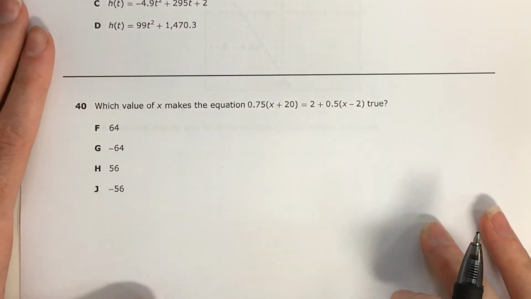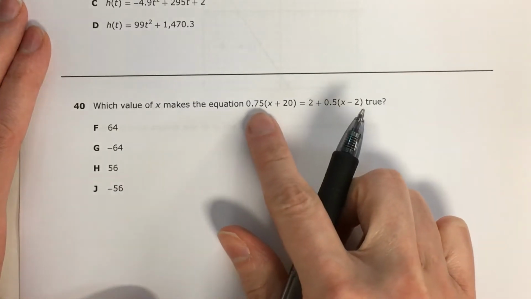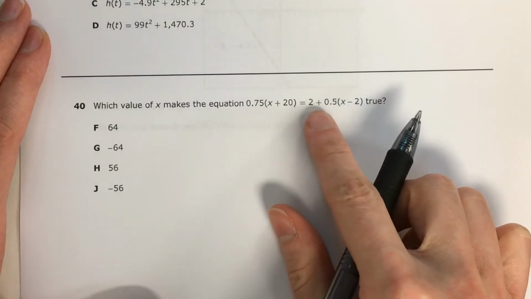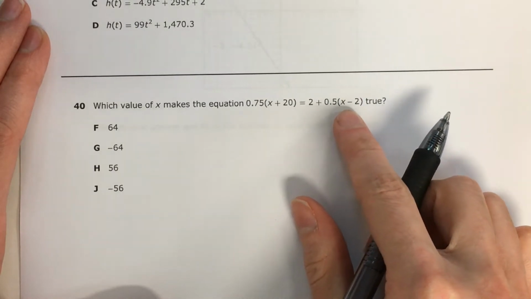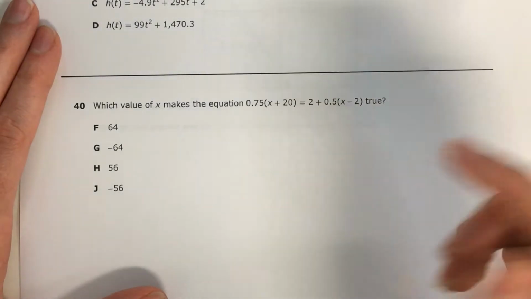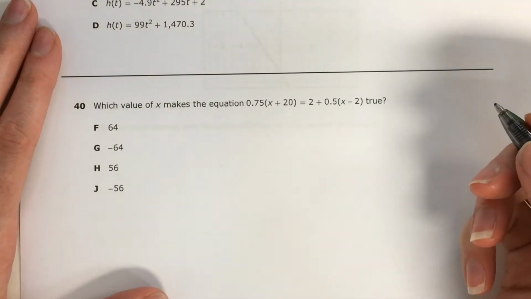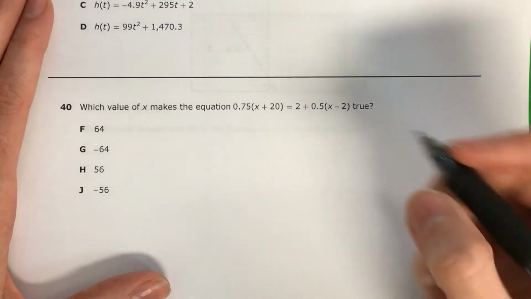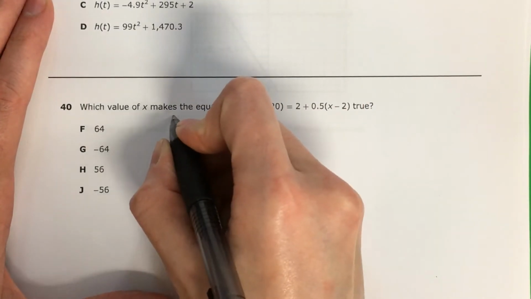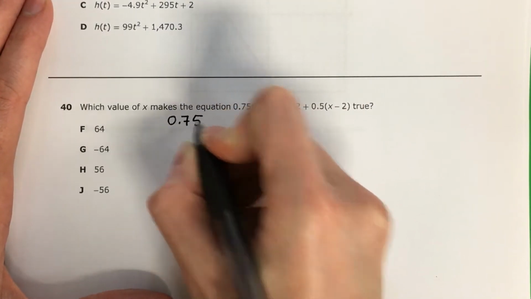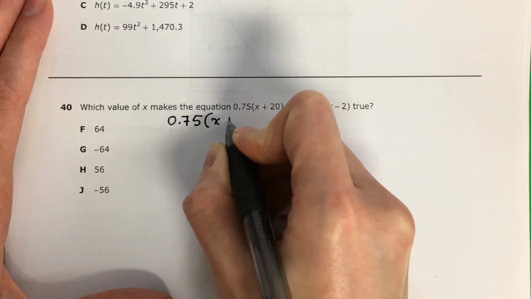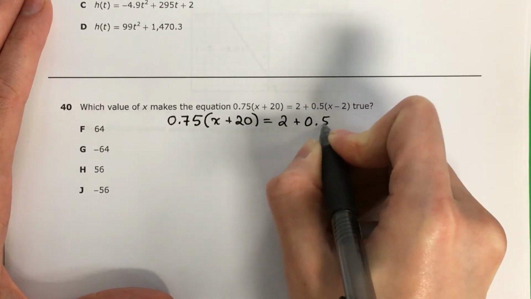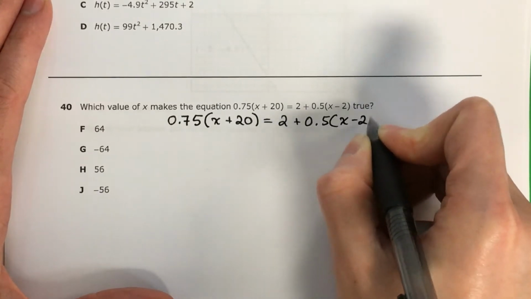Which value of x makes the equation 0.75 times (x plus 20) equals 2 plus 0.5 times (x minus 2) true? So I'm going to show you two ways to do it. The first way is the hard way, and the second way will be the easy way. So let's go ahead and solve this. 0.75 times (x plus 20) equals 2 plus 0.5 times (x minus 2).